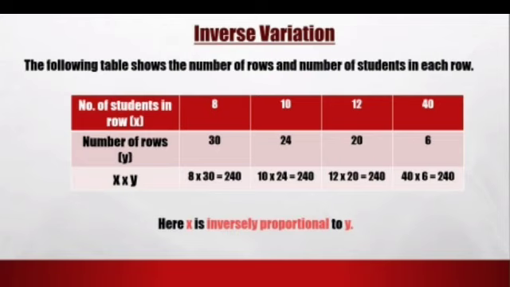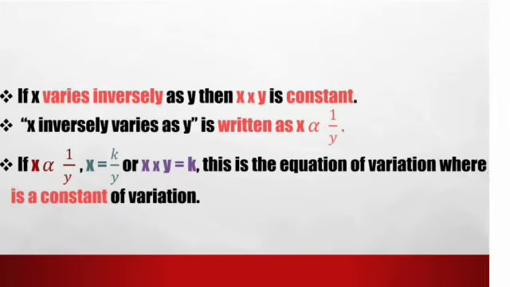So it means the number of students in a row and the number of rows are in inverse proportion. In a situation like this, we say that x is inversely proportional to y. In direct variation, we had to see the ratio, and here you have to see the product. When the products are constant, it is inverse variation, and when the ratios are constant, it is direct variation. So children, if x varies inversely as y, then x into y is constant.